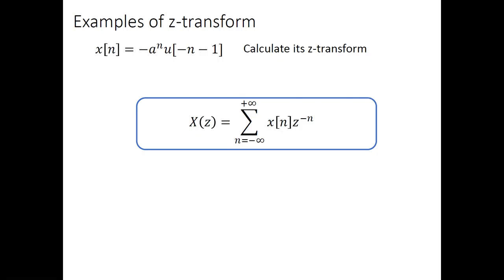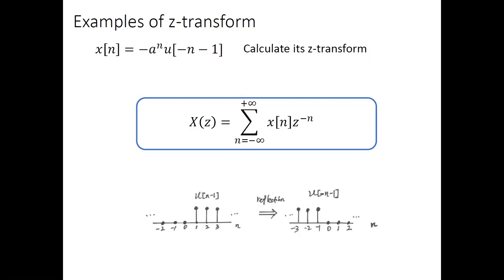Okay, to calculate the Z transform of this signal, let's first look at the structure of the step signal u of minus n minus one. We know that u of n minus one is a time shift of u of n to the right by one unit. So this signal starts from one and the step is to the right side. And then we make a time reflection, which changes n to minus n. Again, when we do the time reflection, we are only changing n to minus n, but the minus one does not change its sign. Since it's time reflection, the boundary point one becomes minus one. So this is a left-sided signal that finishes at minus one, and from zero on, the signal takes value zero. This is the signal u of minus n minus one.